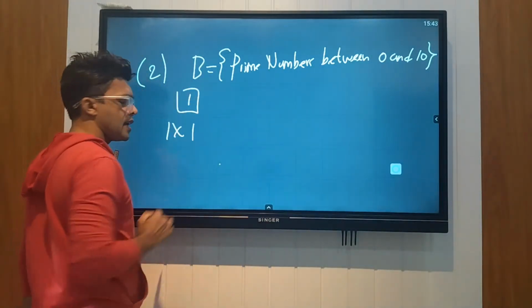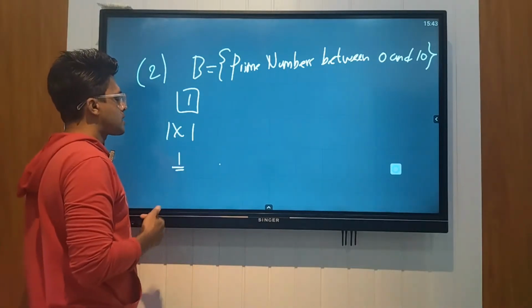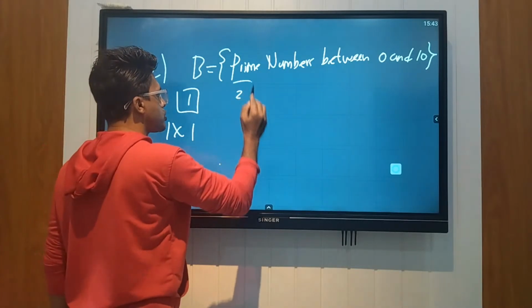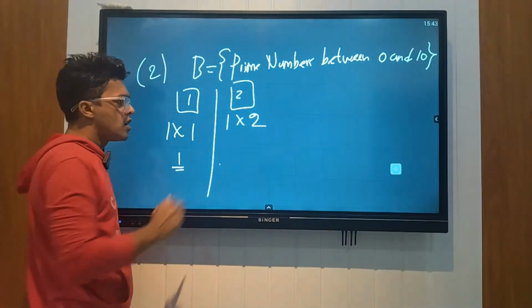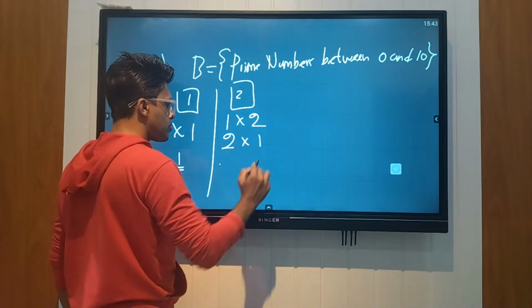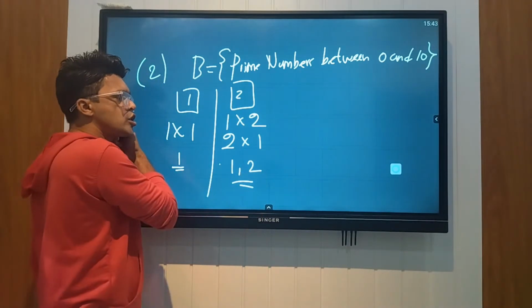1 can be taken as 1 into 1. So when it comes to 1, it has only 1 factor. Think of 2. How many factors can you find of 2? 1 into 2, 2 times 1, 2. So only 2 factors you could find in 2.